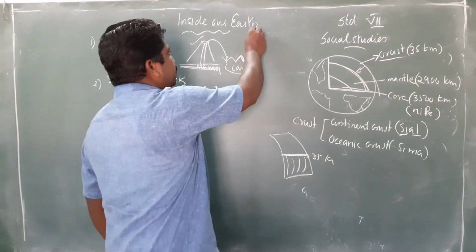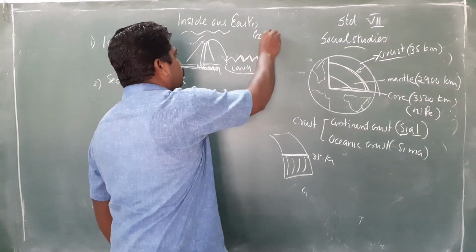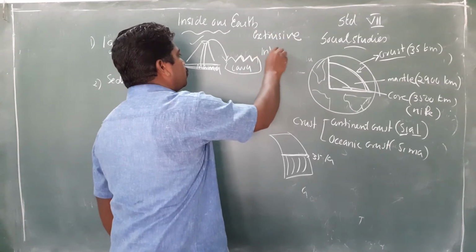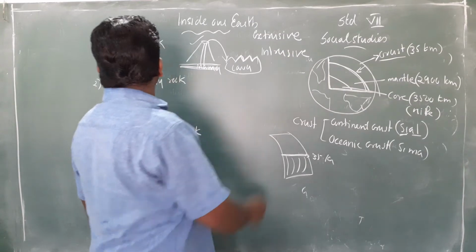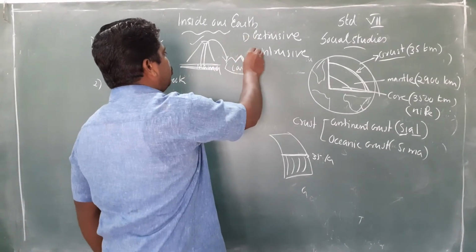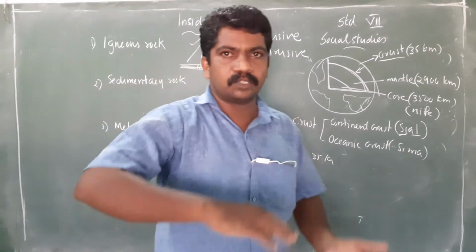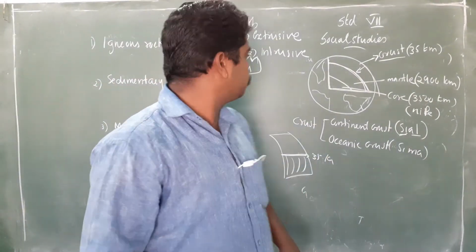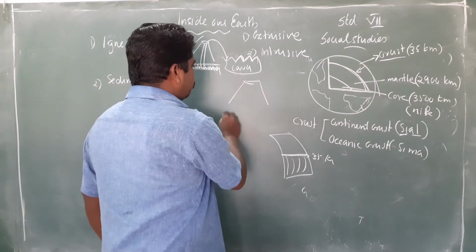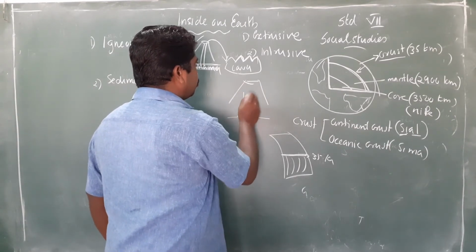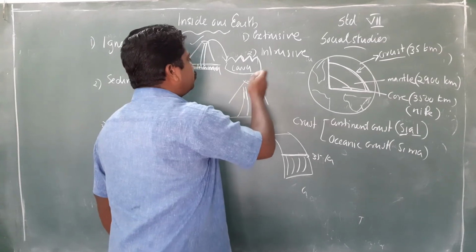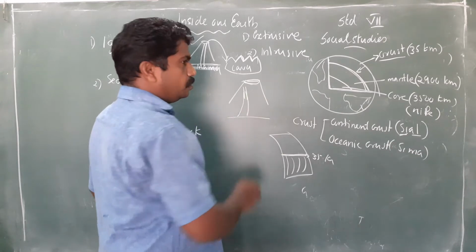Extrusive and intrusive rocks. Igneous rocks are two types. First one extrusive and second one intrusive. What is extrusive and what is intrusive? See, this is volcano. The magma will come outside. Here it comes, but it does not come outside of the volcano.